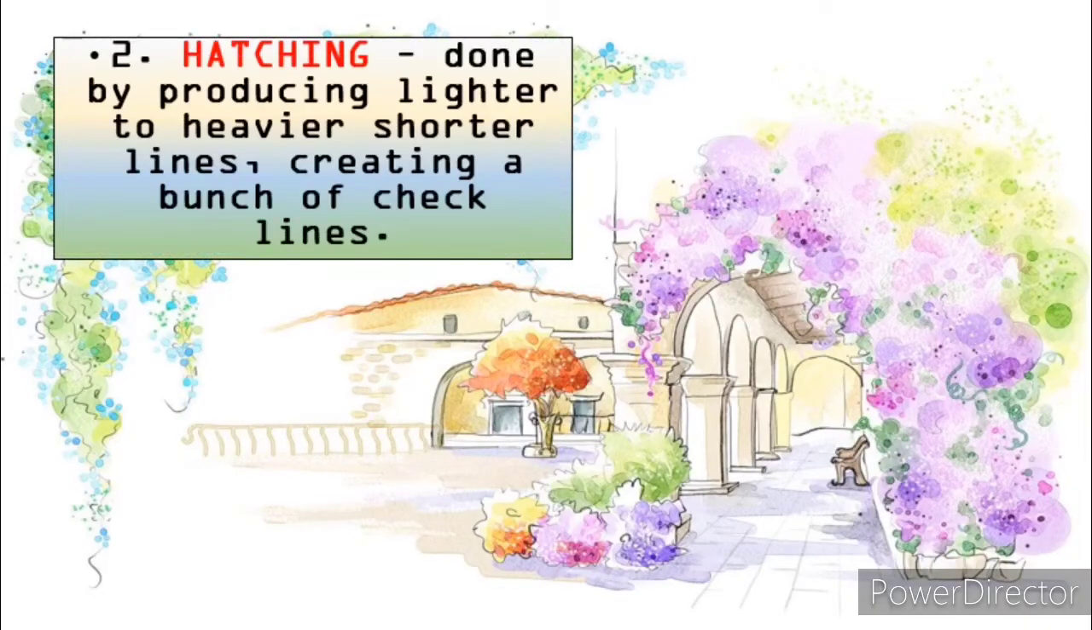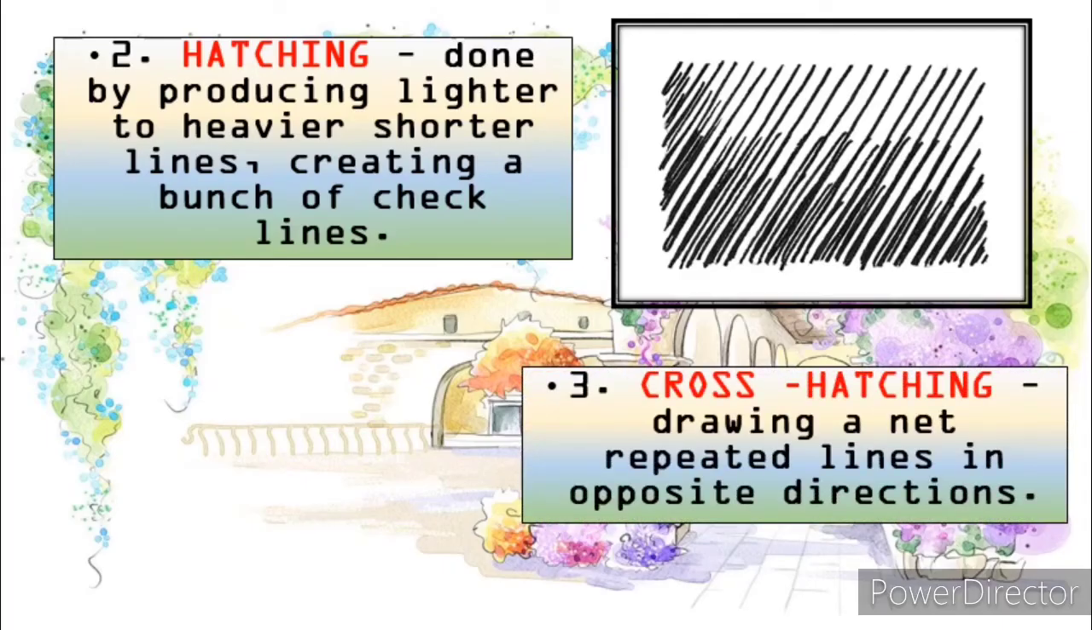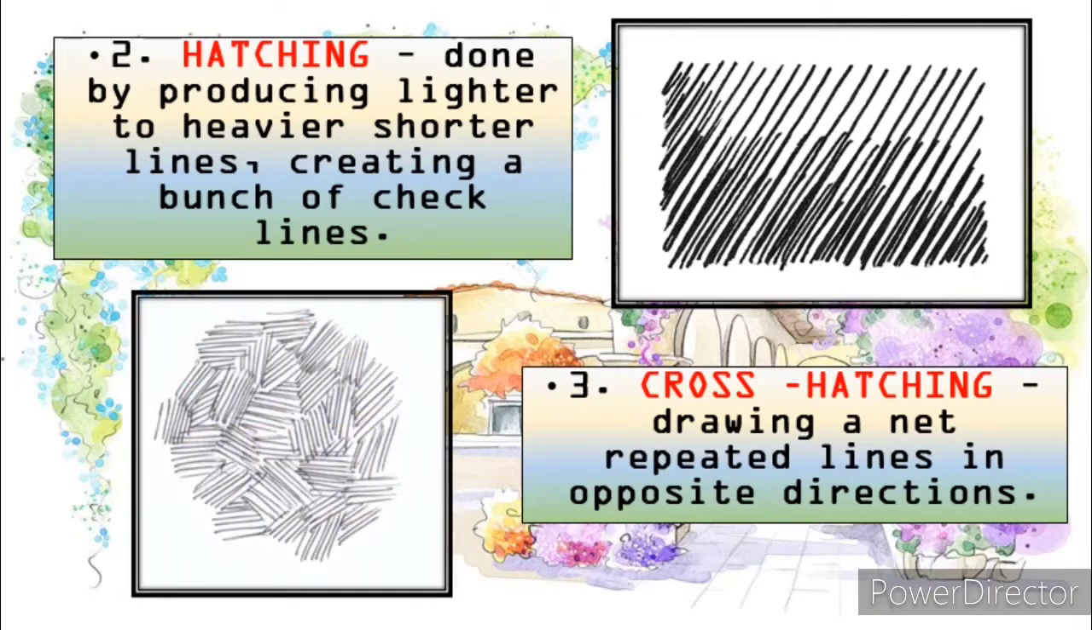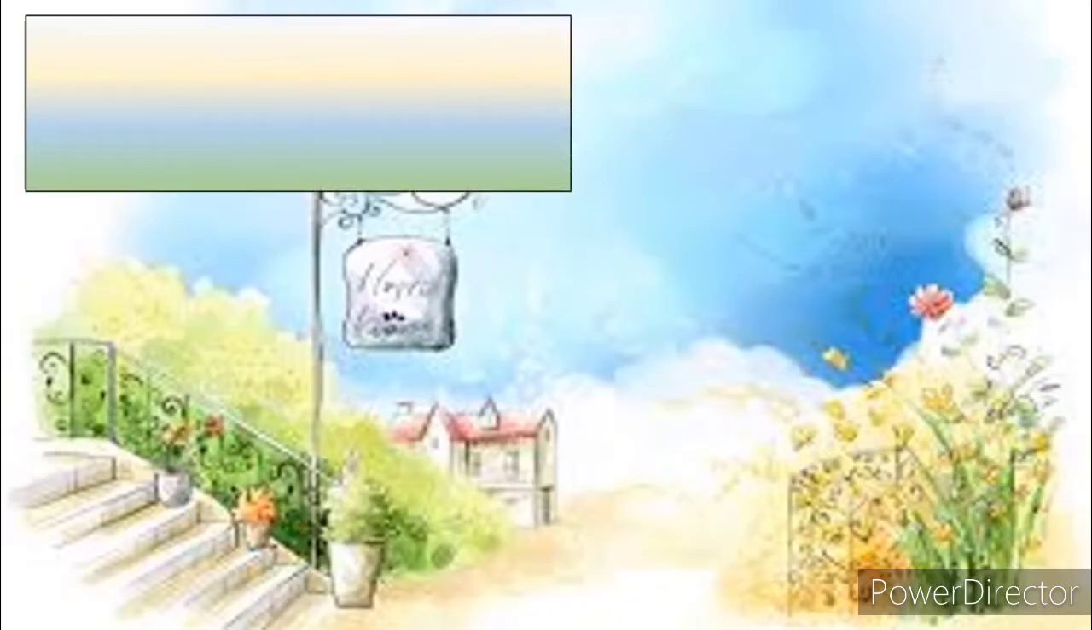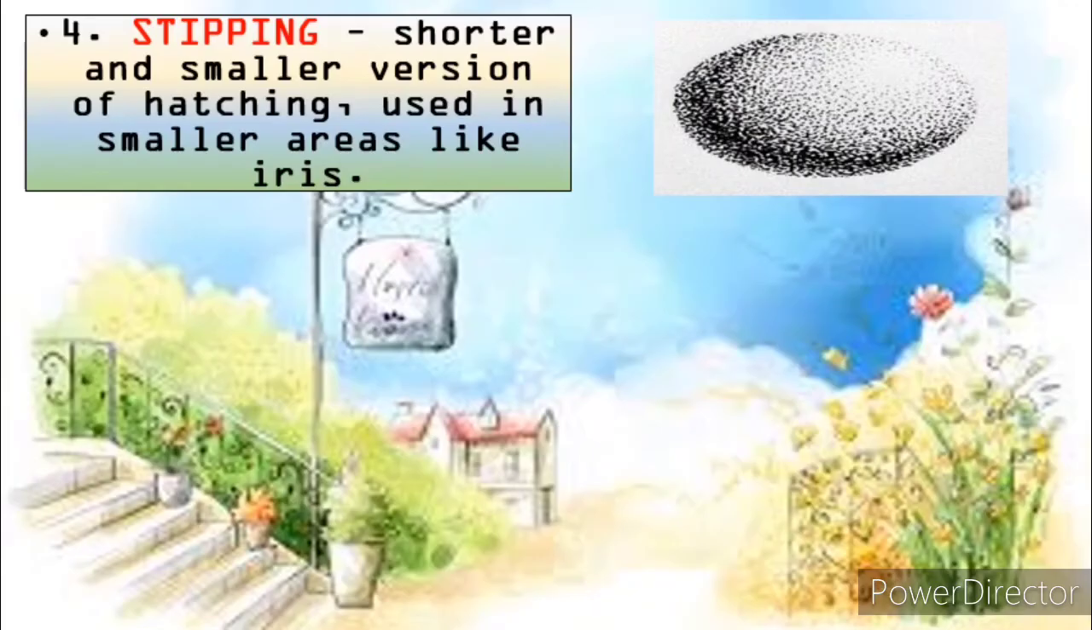Number 2, hatching. It is done by producing lighter to heavier shorter lines. This is like creating a bunch of smaller check lines. Number 3, cross-hatching. It's like drawing a net of repeated lines in opposite directions. Number 4, stippling is the shorter and smaller version of hatching. This shading technique is usually used in smaller areas such as the iris.